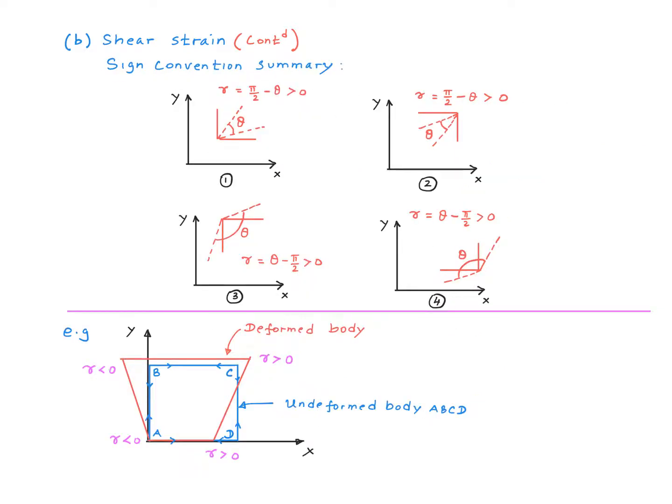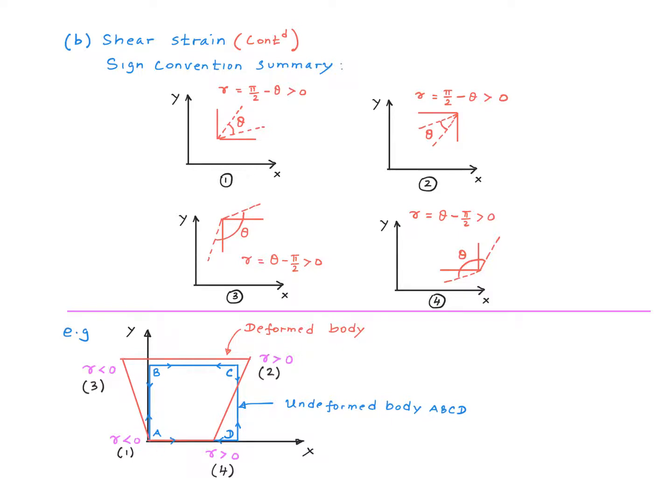Here's a little example to illustrate the use of the sign convention we just talked about. Here's the summary of the 4 different situations. Here's an example. We have a two-dimensional rectangular body ABCD, and that rectangular body deforms into what is indicated by the red lines here. So there are 4 corners, A, B, C, and D, right? Each of those 4 corners undergoes change in angle, right?